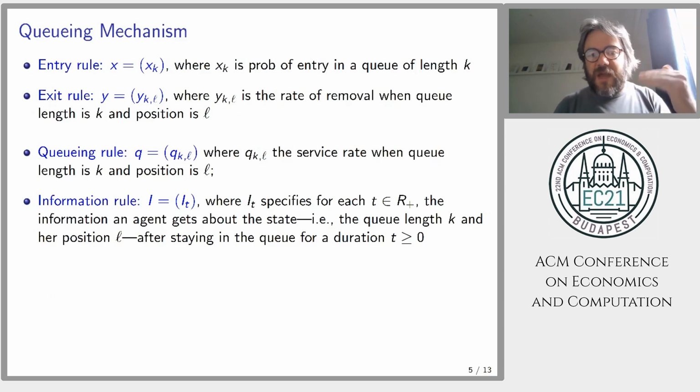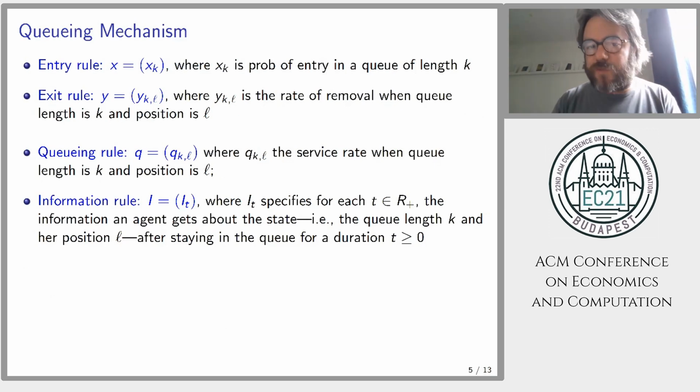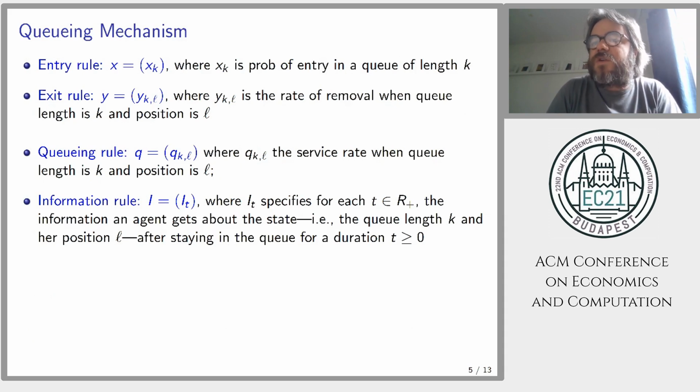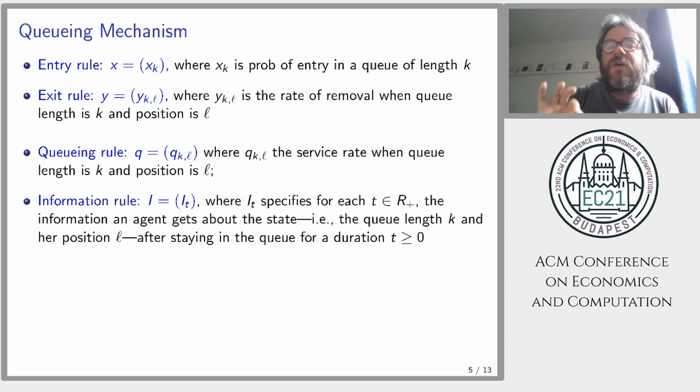And so the entry rule is simply going to be a collection of xk for each q-length k. And xk is simply going to be the probability with which an agent who arrives is allowed to join the queue when the q-length is k. You could think of this as being the likelihood with which the designer is going to recommend an arriving agent to join the queue. And so we'll impose incentive constraints in our program, and we'll ensure that whenever an agent is recommended to join the queue, he will have incentive to do so.